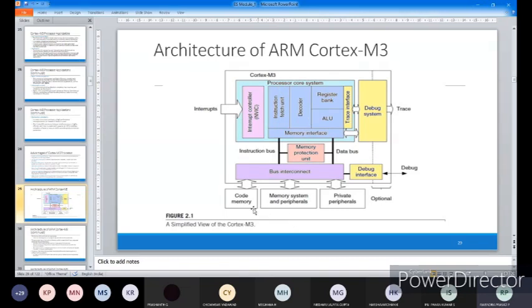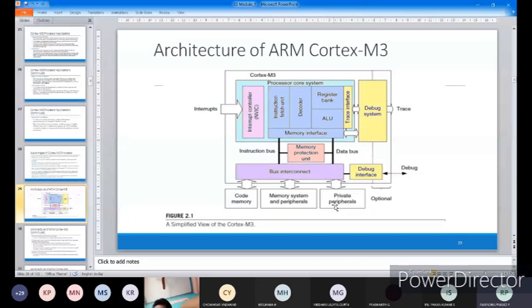Now here we can observe the code memory. Code memory is nothing but your read only memory where your source code will be present. In the memory system and peripherals, you will have read only memory, random access memory, and cache memory, for which you require peripherals where processing has to take place. Private peripherals are the external peripherals which you are going to add.